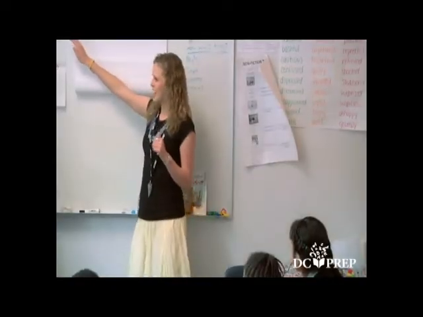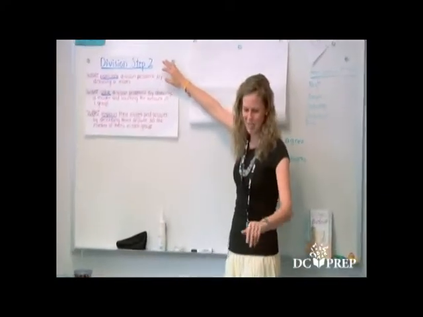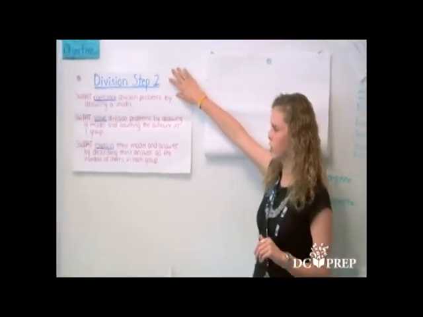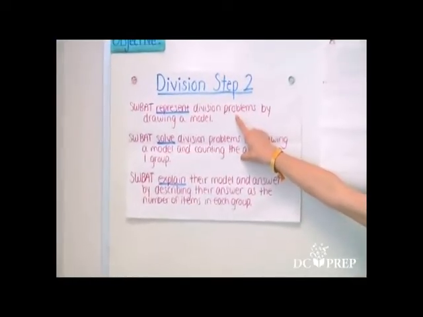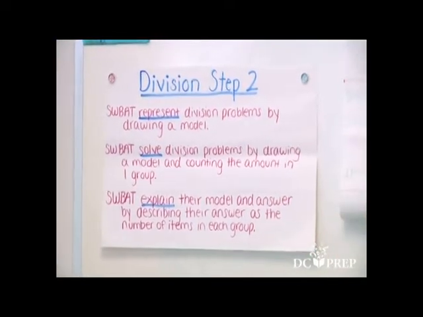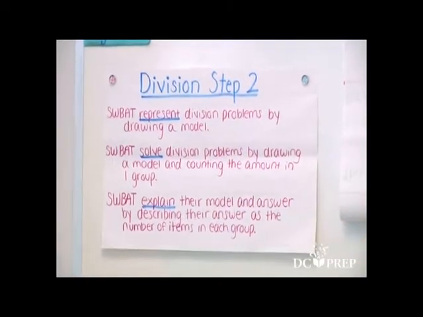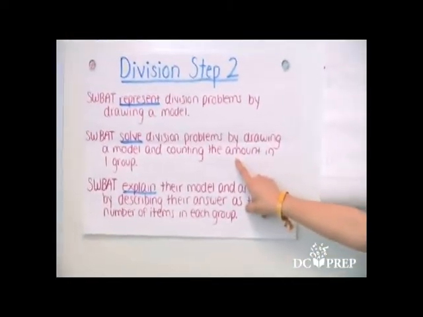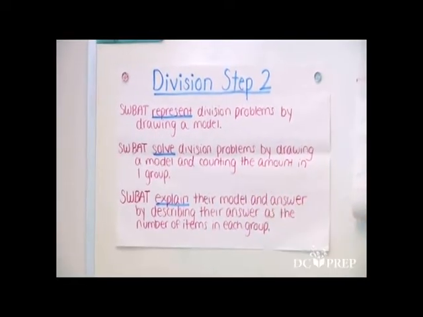So if you look up here, sorry. It's okay. You know, guys, we'll clean it up later. Can you leave them there, guys? Thank you so much. These are our goals for today. Our first goal, students will be able to represent, that means you're going to draw, division problems by drawing a model. Can you draw a picture to show me a division problem? Second goal, you will be able to solve a division problem by drawing the model and counting the items in each group.